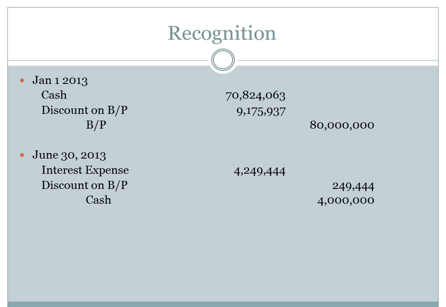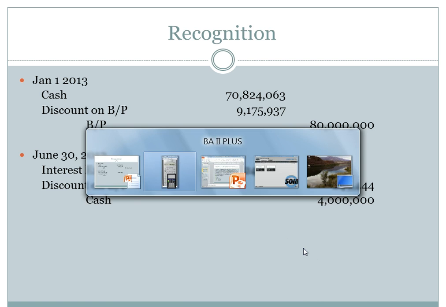Interest expense is going to be a little bit more than $4 million in this case, because remember, we're paying 10%. The cash outflow is based on 10% of face value, but it's a $4 million interest payment on a $70 million loan. Remember, we only got the use of just under $71 million of cash. That means that our effective interest is going to be more than the $4 million or more than the 10%. So we need to make sure that we understand how to determine the amount of interest expense.